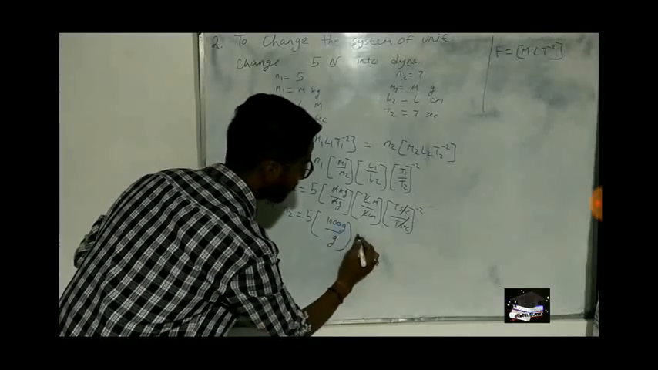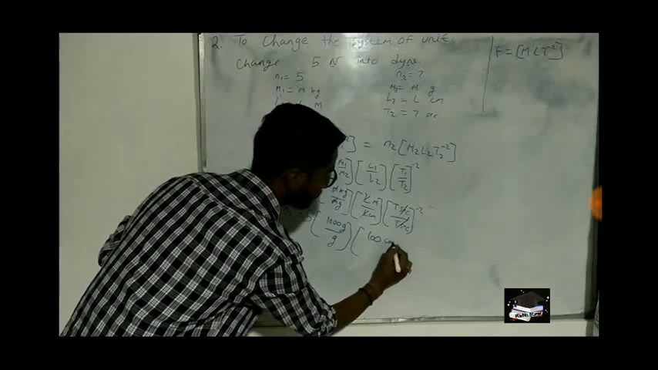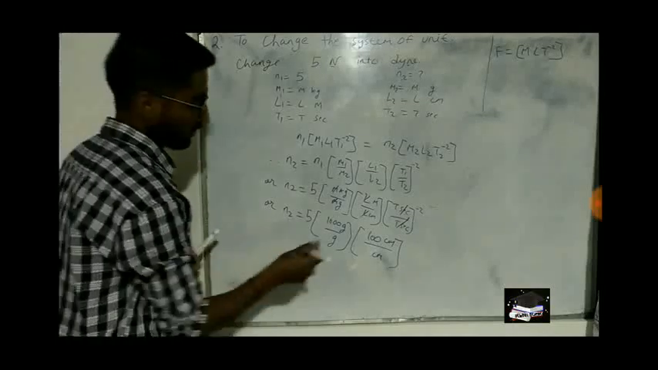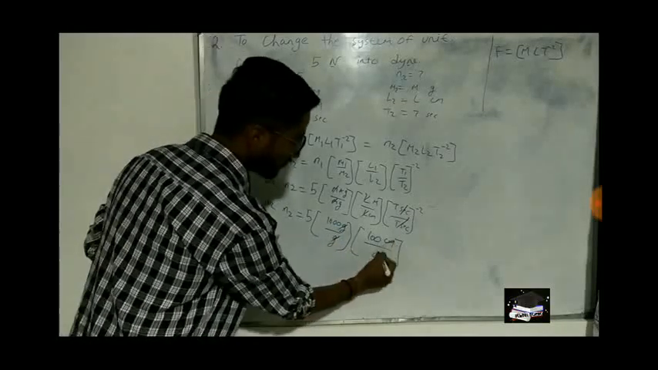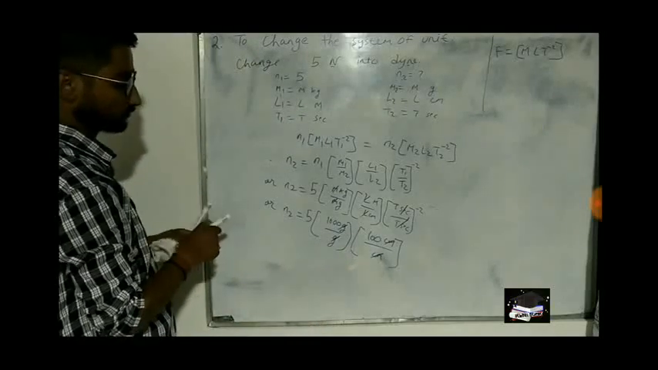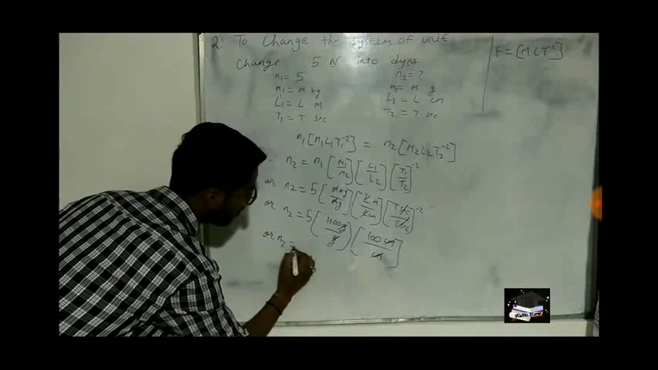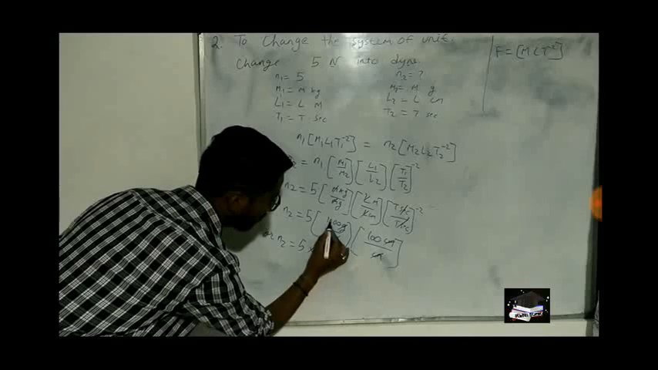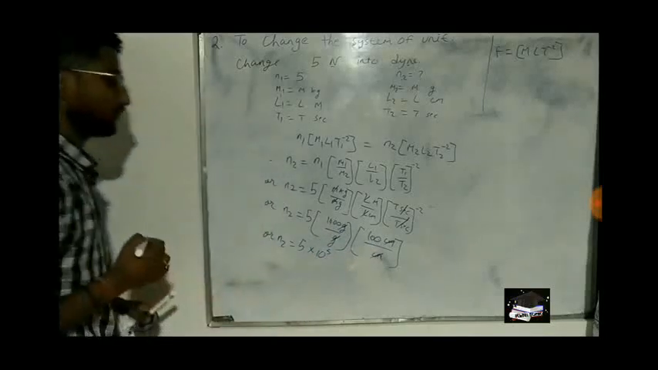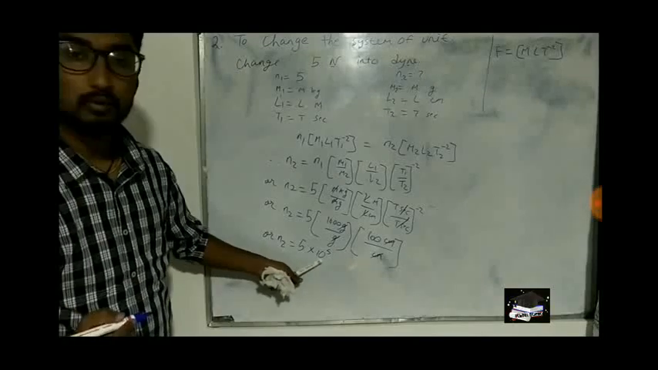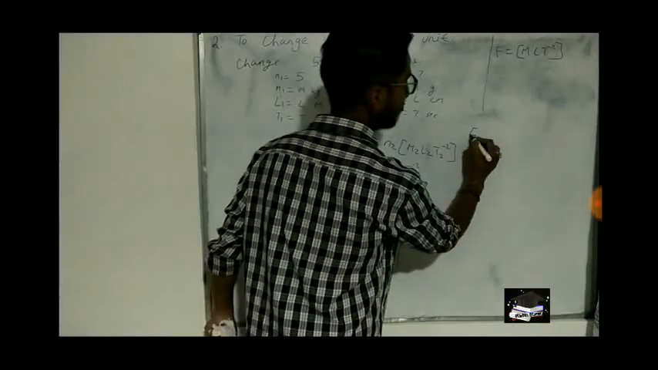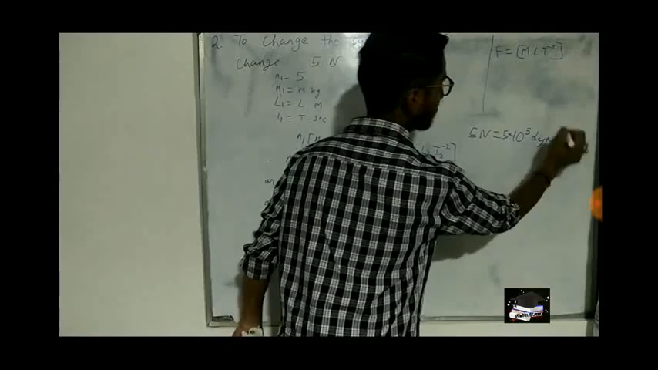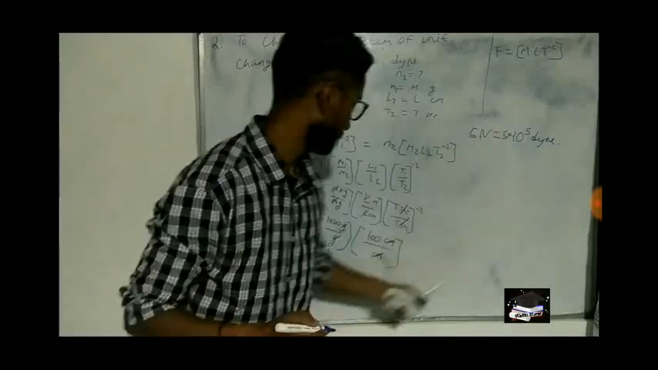Already there is gram. Meter means 100 centimeter. Already there is centimeter. Gram cancelled. Centimeter cancelled. Now N2 equals 5 and 5 zeros. So we write down 10 to the power 5. So the value of N2 is 5 into 10 to the power 5. So 5 Newton equals 5 into 10 to the power 5 dyne. So we have converted it from Newton to dyne.